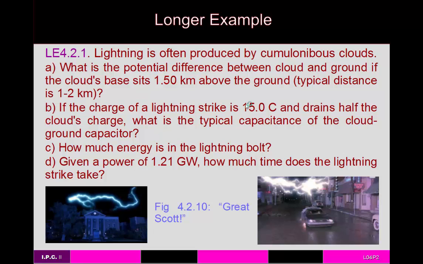And we'll give it a specific charge for the lightning strike and assume that it's draining half of the cloud's charge in doing this. And so the questions are basically, what's the voltage drop from cloud to ground, or ground to cloud as the case may be? What is the capacitance of the cloud to ground capacitor? How much energy do we get in the lightning bolt? And if we have a given power for the lightning bolt, how much time does the lightning strike itself take?